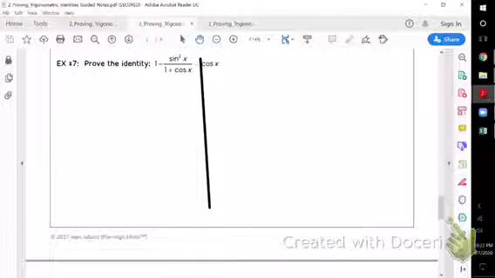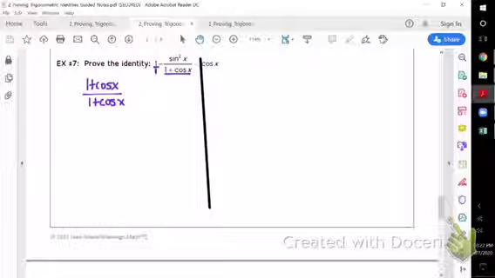So what I need to do is get a common denominator. I know that 1 is the same thing as 1 plus cosine of x over itself. Remember, anything divided by itself equals 1. And since I need a 1 plus cosine of x for here, that's what I use there. Or you could say we're going to multiply this fraction by the first one's denominator and the first fraction by the second one's denominator. Whichever way you want to look at it.